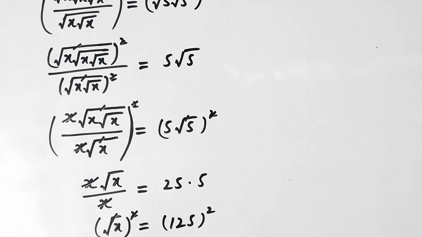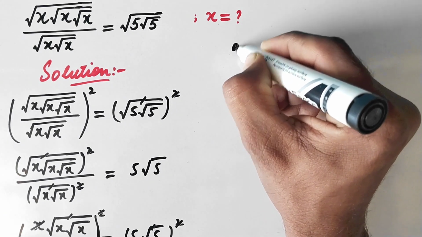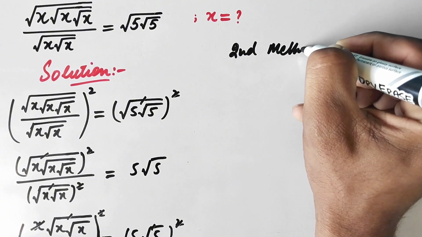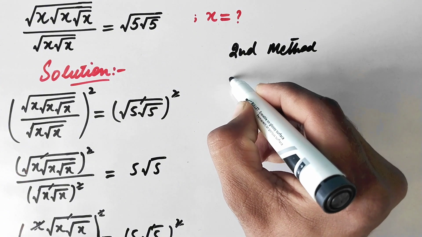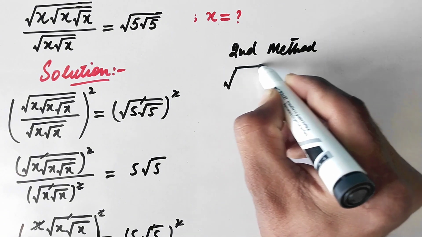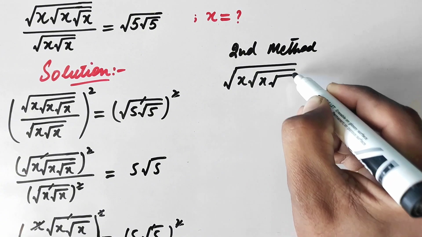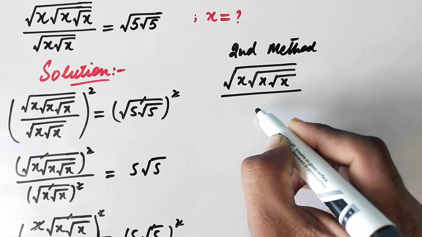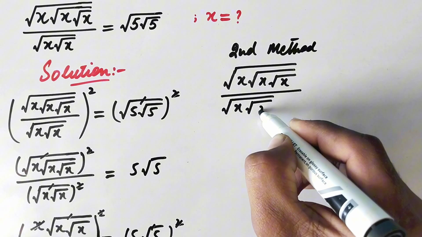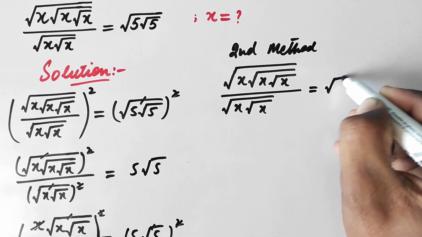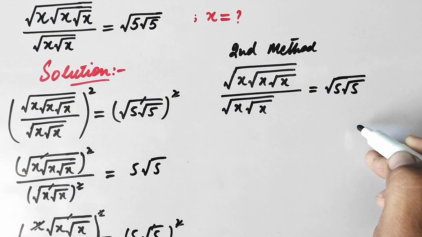Or we can solve it by another method. So here by the second method we will write the original equation here, that is square root of x times square root of x times square root of x divided by square root of x times square root of x is equal to square root of 5 times square root of 5.